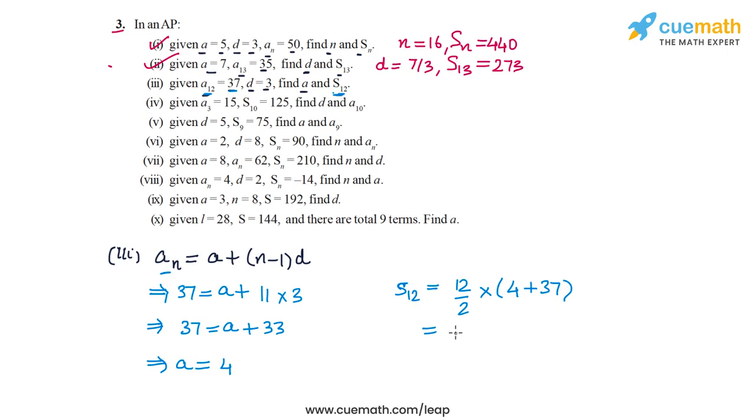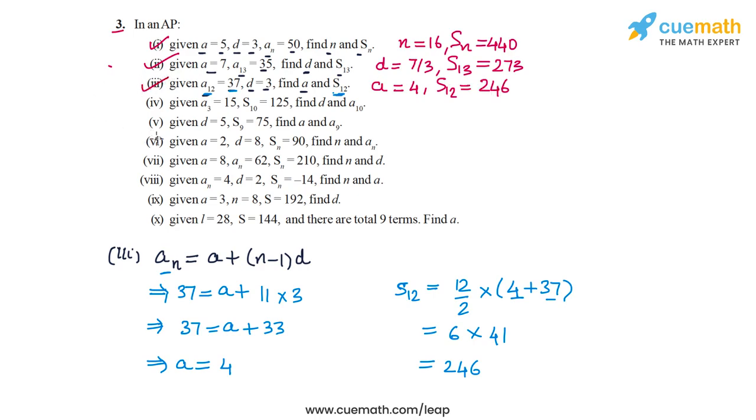So we get 12 by 2 is 6. So 6 into (4 plus 37 is 41). And this gives us 246. So the answer in part 3 is that A, the first term, is equal to 4, and S12, the sum of the first 12 terms, is equal to 246. So that completes part 3.